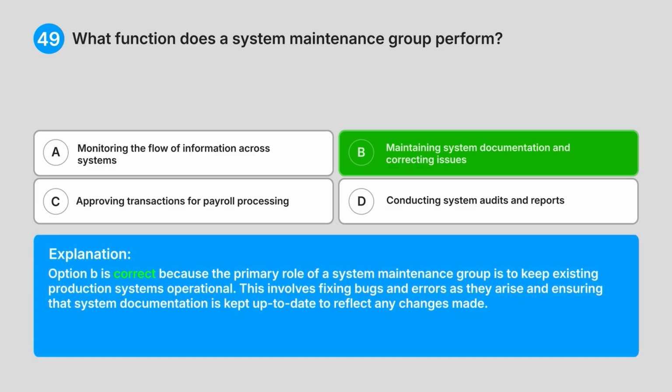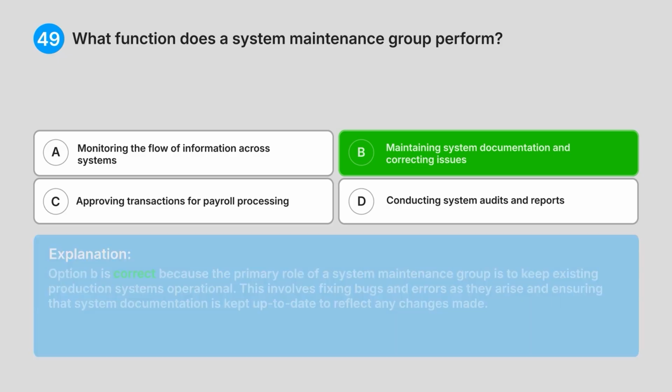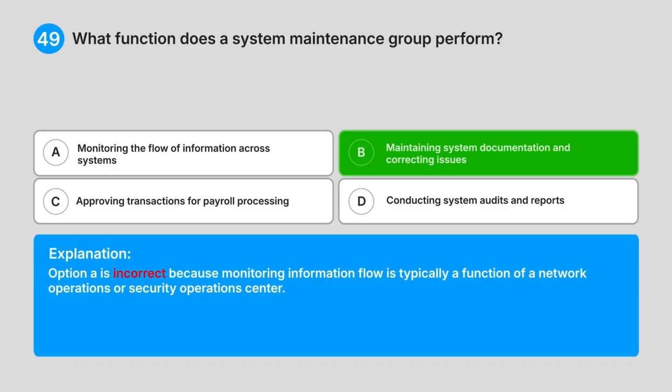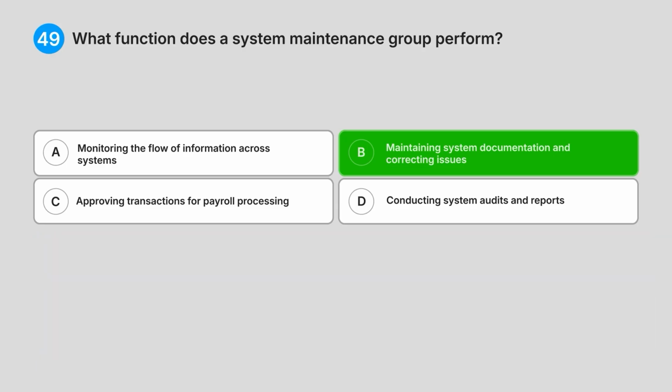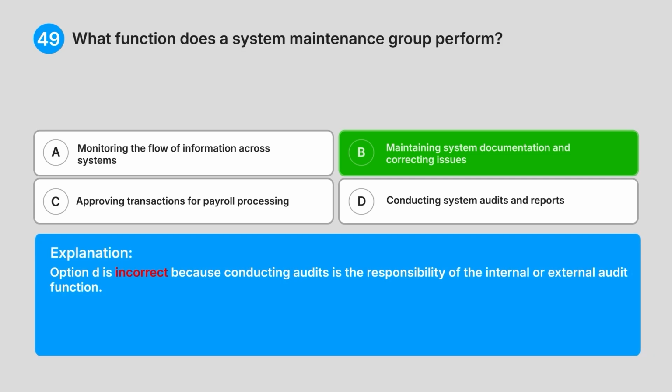Explanation. Option B is correct because the primary role of a system maintenance group is to keep existing production systems operational. This involves fixing bugs and errors as they arise and ensuring that system documentation is kept up to date to reflect any changes made. Option A is incorrect because monitoring information flow is typically a function of a network operations or security operations center. Option C is incorrect because approving transactions is an authorization function performed by user departments, not a technical maintenance group. Option D is incorrect because conducting audits is the responsibility of the internal or external audit function.